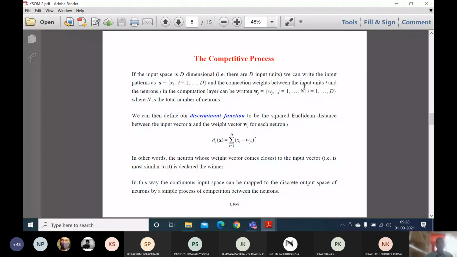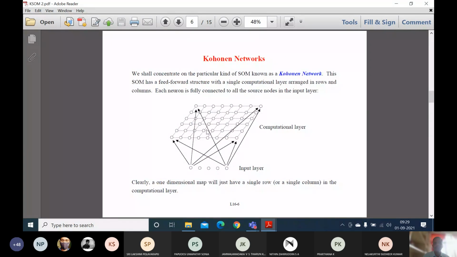If there are d inputs, we can write the input patterns as x equal to xi, i equal to 1 to d, and the connection weights between the input units i and the neurons j in the computation layer can be written as wj equal to wji, where j takes the value 1 to n and i takes the value 1 to d, where n is nothing but the total number of neurons in this topological map.